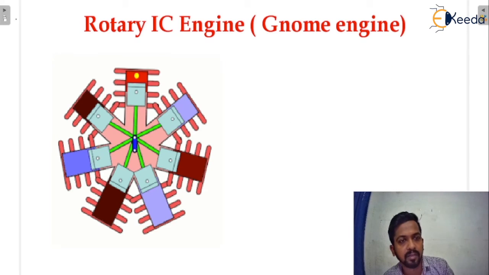Now see the construction. What is in the diagram? It is given that there is a crank. You can see here, this is basically a crank, which is going to be fixed. This crank is fixed, and all the pistons are connected to this crank by connecting rods. So basically, in the green color you can see this is the connecting rod, and this is our piston.